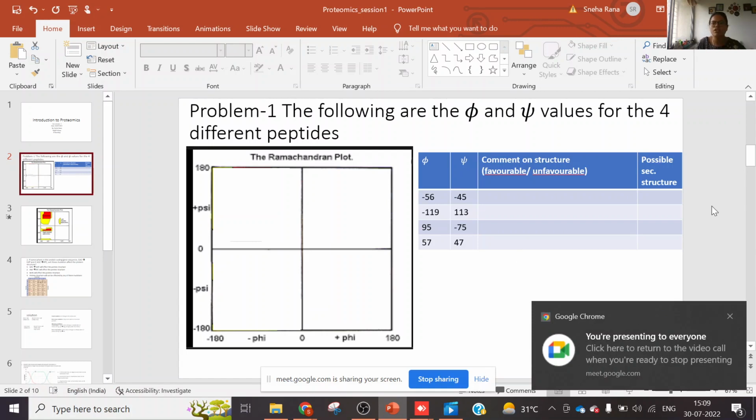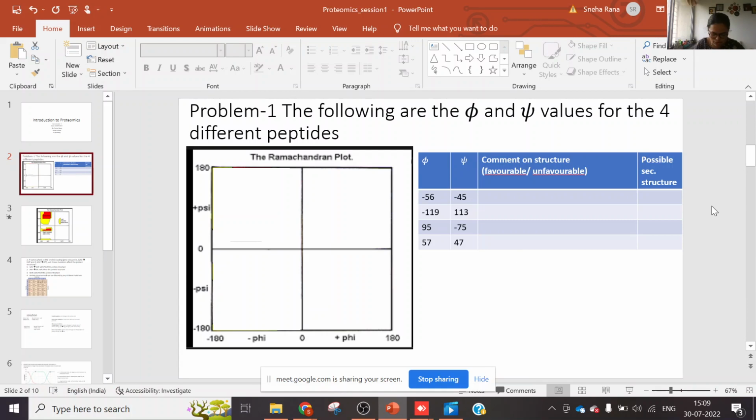In this problem solving session, we will use the concepts that have been taught in all the videos of week one, and we will try to solve them. So the first problem is on the Ramachandran plot.